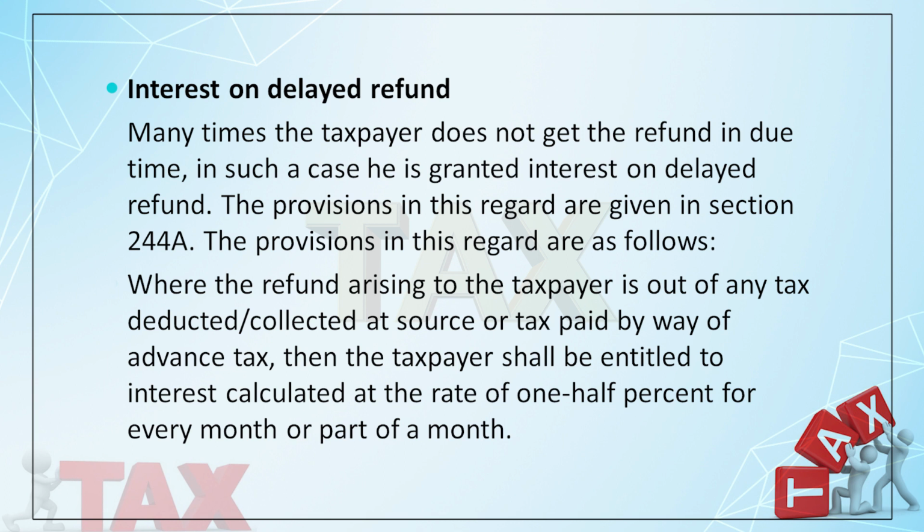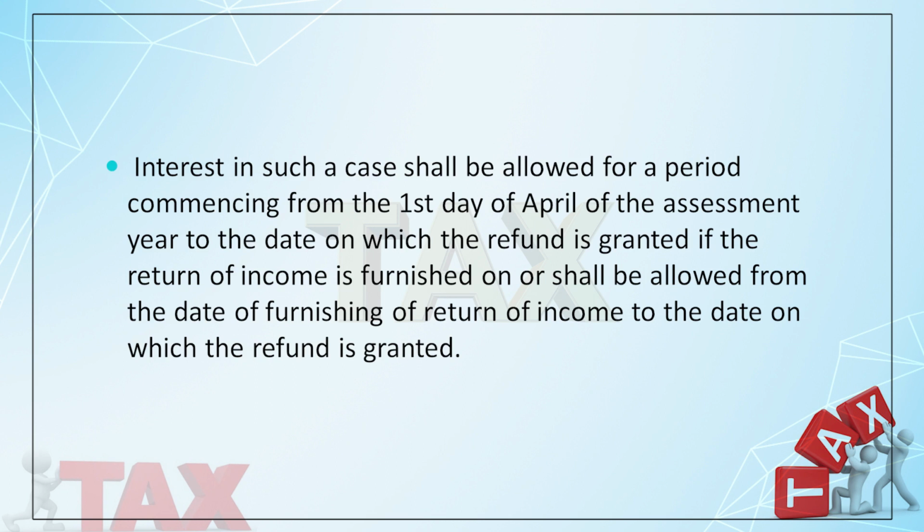The provision is covered under section 244A. It says that for a refund amount arising out of a particular order or claim payable to the assessee by way of advance tax, the taxpayer shall be entitled to interest calculated at the rate of 0.5% per month. 0.5% per month means 6% annually. Interest is allowed for a period commencing from the first day of April of the assessment year, that means the beginning of the assessment year, to the date on which the refund is granted. If there is a delay in the refund process, obviously the amount of interest goes on.